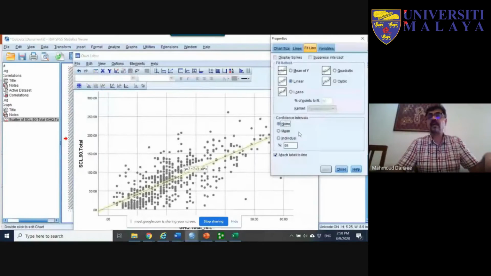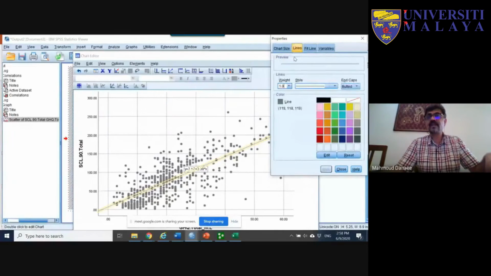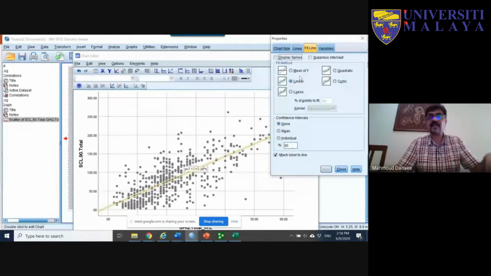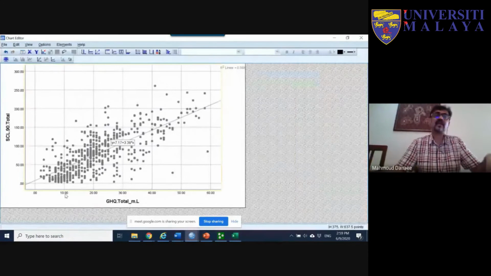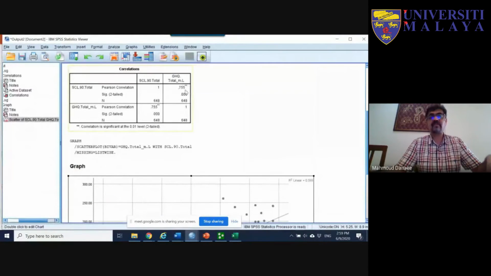This is the line. And also, if you need to add the equation, you can add it, if I'm not mistaken, yes, the equation is there. And also the R square score is here. So this is the line. Of course, we have some discrepancy here. Some of the outliers, if you remove some of the outliers, maybe you achieve a better fit between these two instruments. But overall, the correlation between these two instruments was 0.755, which is acceptable and can be considered a strong relationship.